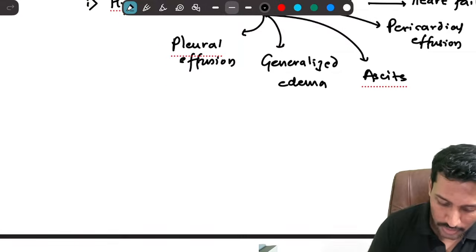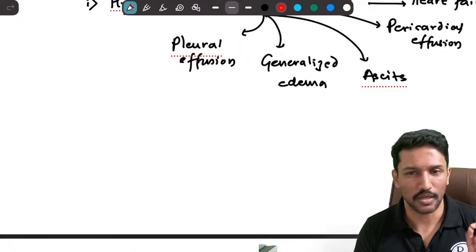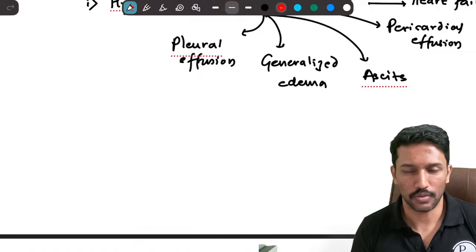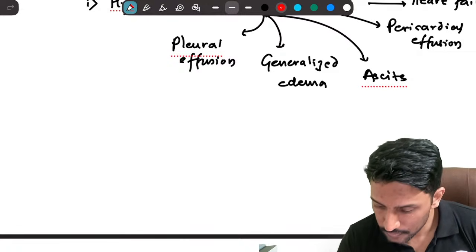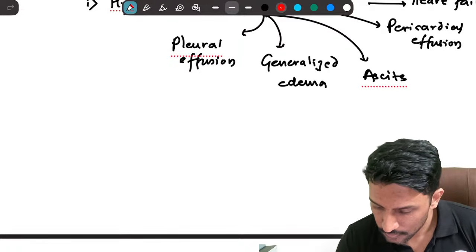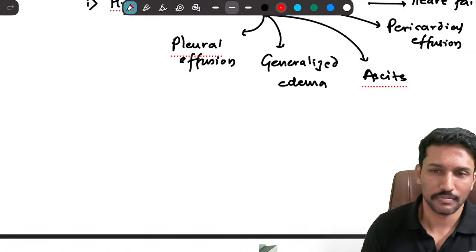Now I, as a doctor, have to manage this. The patient's kidney has failed, GFR is pretty low, and he is developing fluid overload. How can I manage it? What all should I advise?